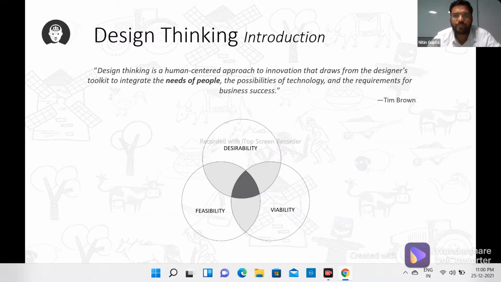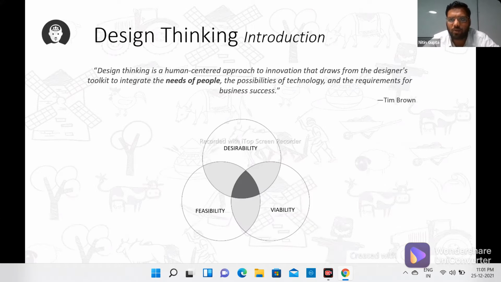Now, having said that, I'll go into a little bit of theory. It is very important for us to know how the term design thinking came in. It was brought in by Tim Brown.